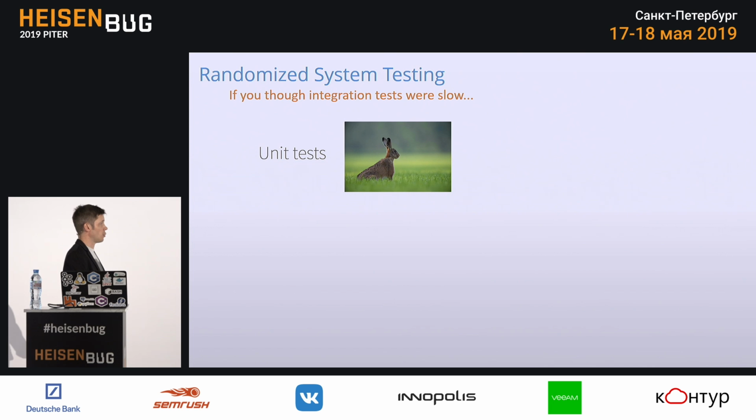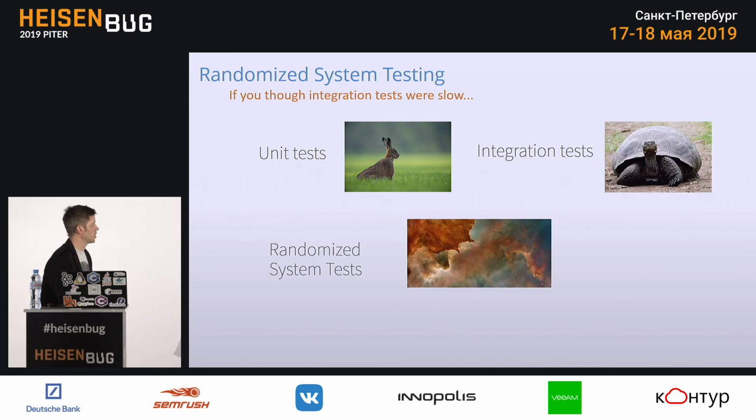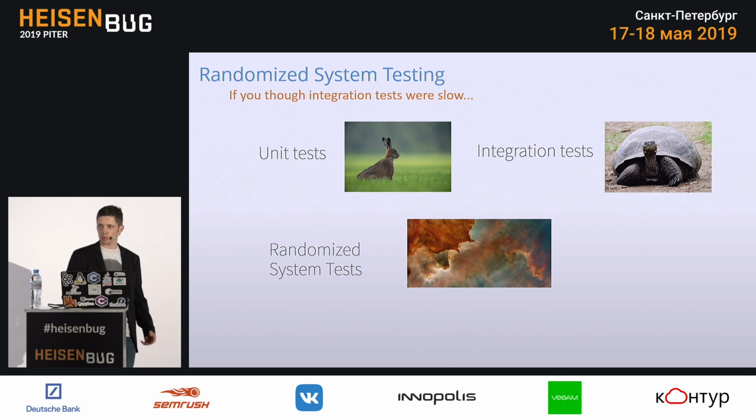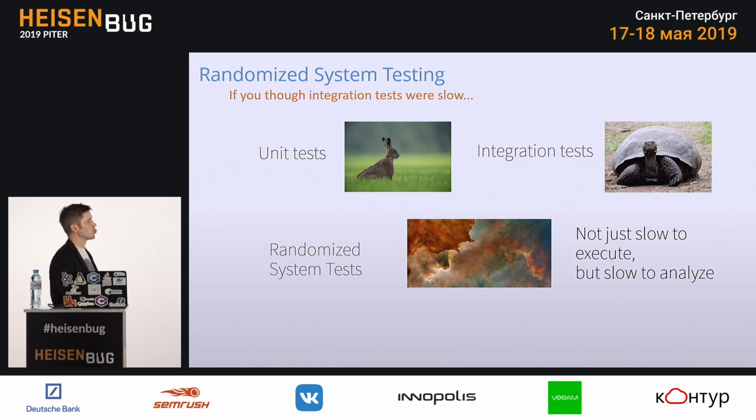Unit tests are fast. Integration tests are a bit slower. And randomized system tests are maybe akin to star formation. They can be very slow. This is one of the downsides, because they can be slow to run, simply because you want to add as much entropy as possible. You want to explore as many of these different random sequences of events and failures as you can. But also it can be very slow to analyze, because you've got a failure, and now you need to diagnose.